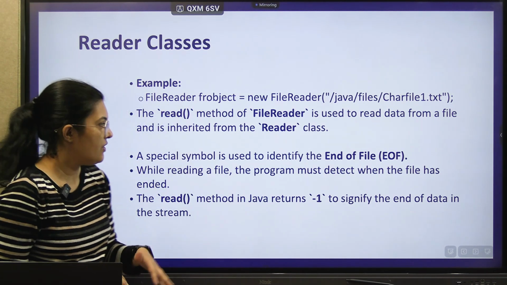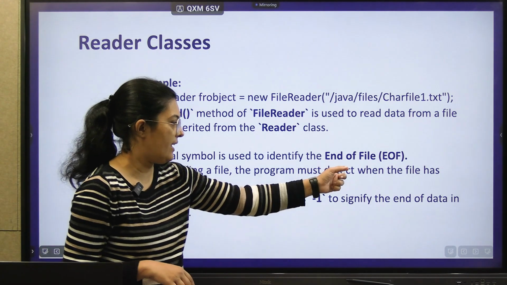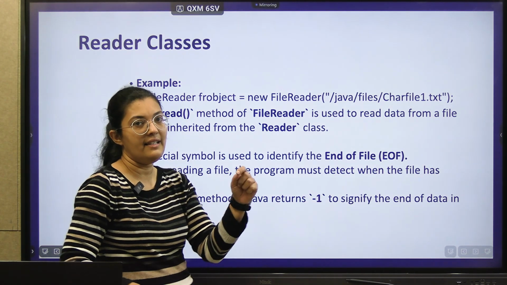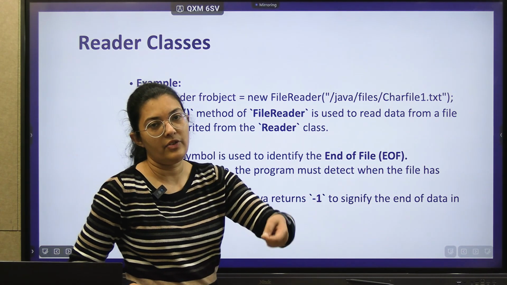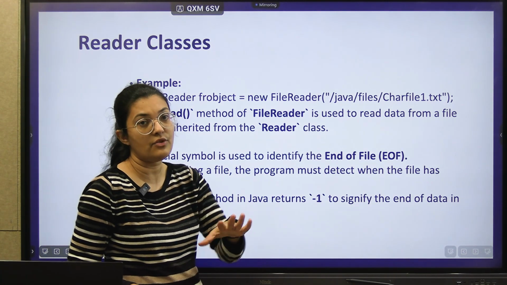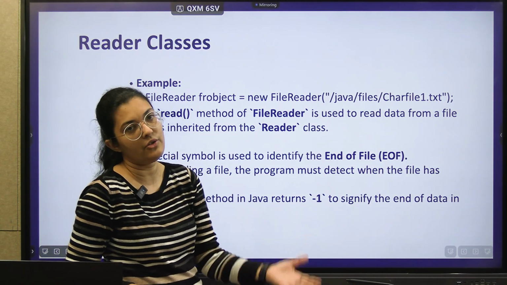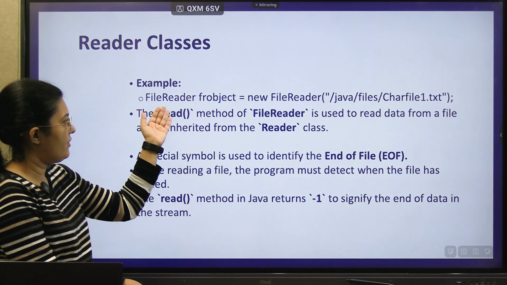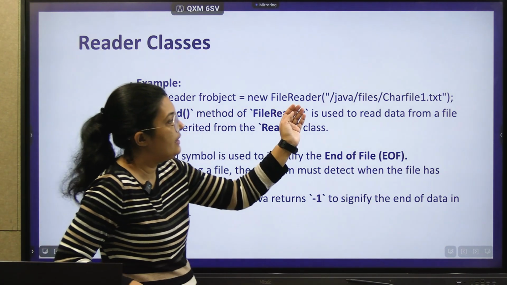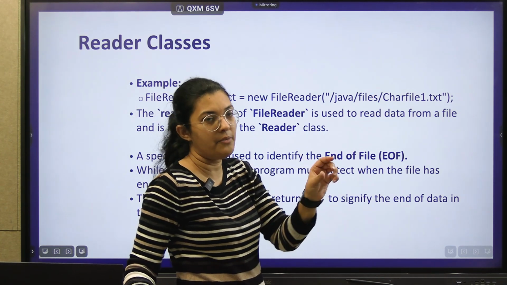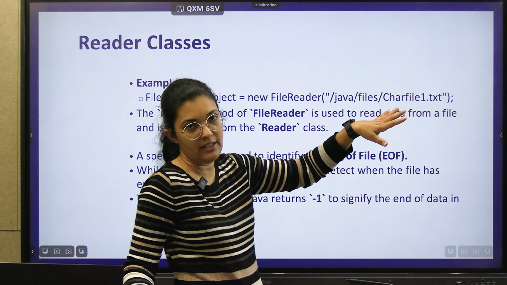For that, we have to identify end of file, which is marked with -1. Whenever the file has ended, the read method will return -1, which indicates this is the end of file. So we can terminate the loop and close the stream. This is how we can create the file reader object: object name, new file reader. Here a string value is given. Instead of that, you can create the file object and the file object will be passed over here.